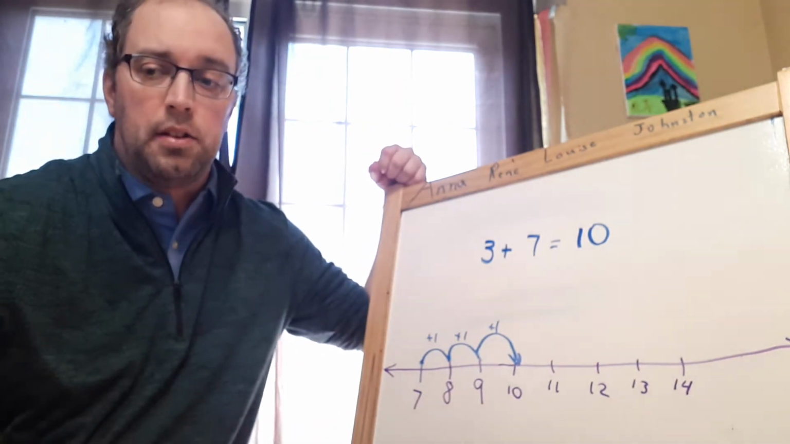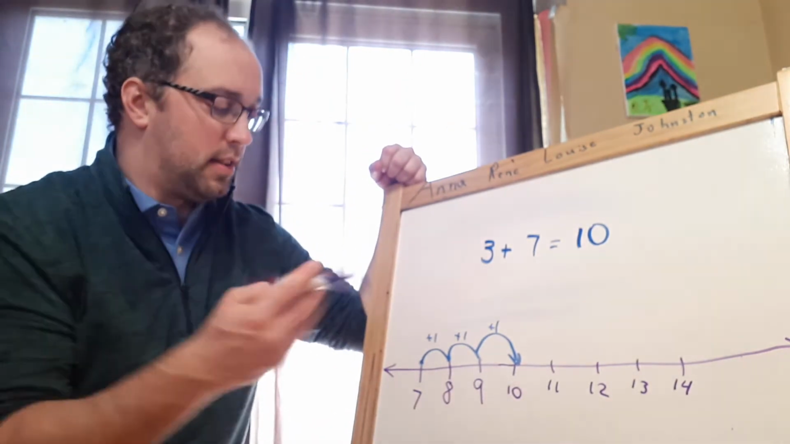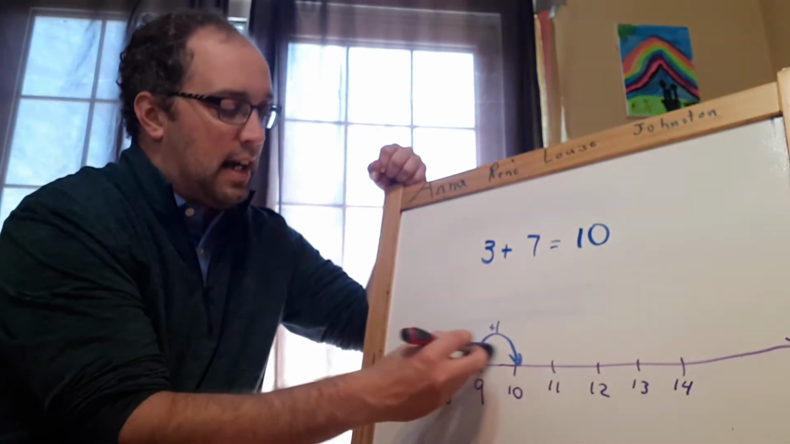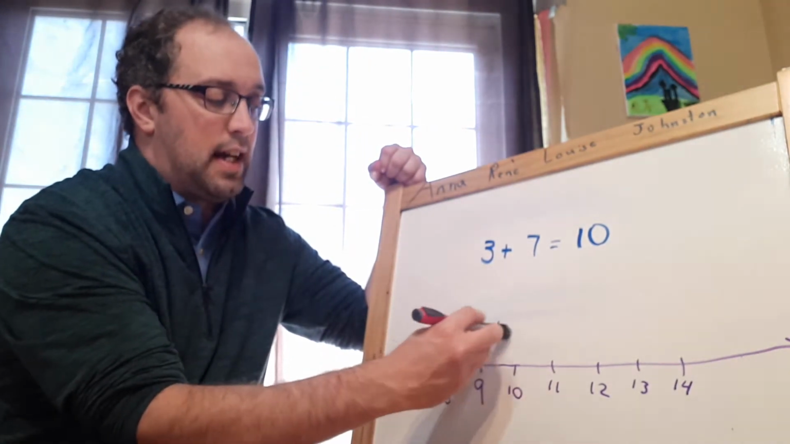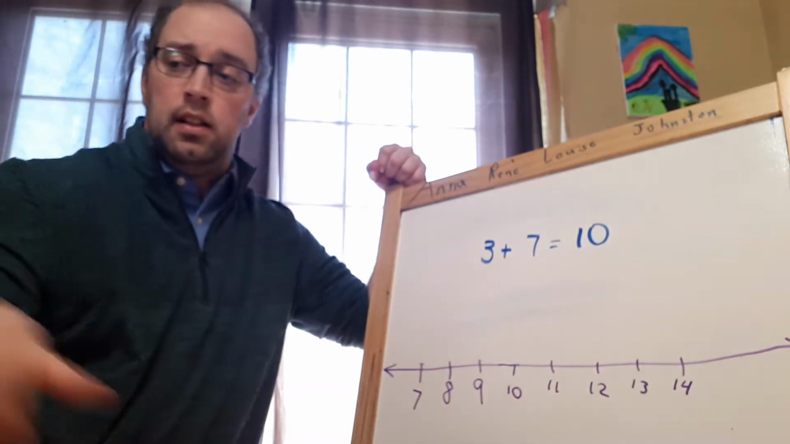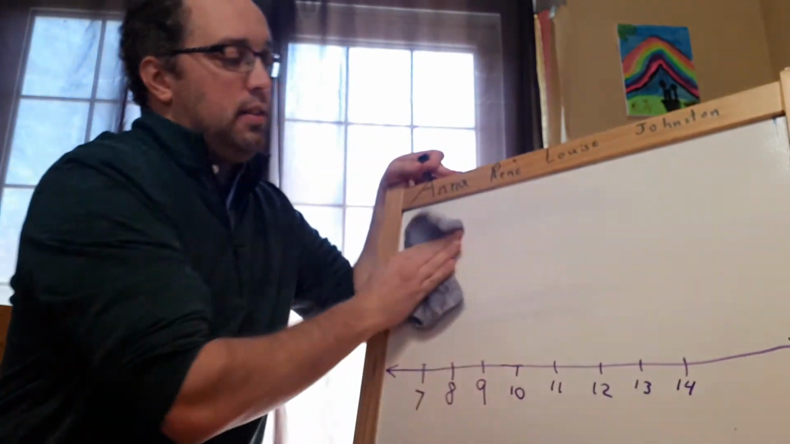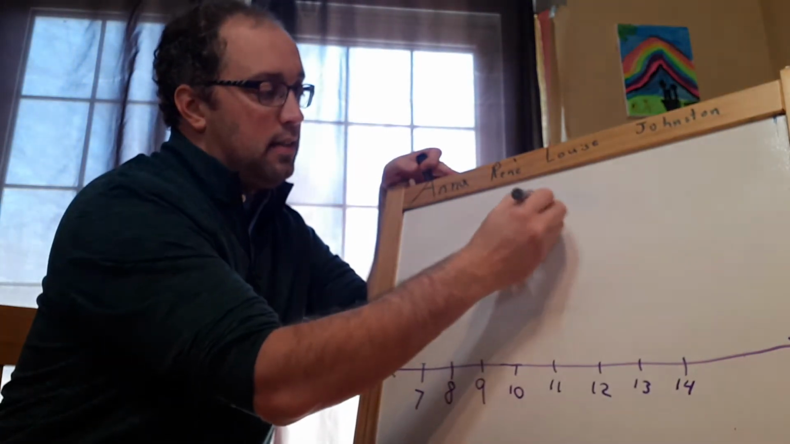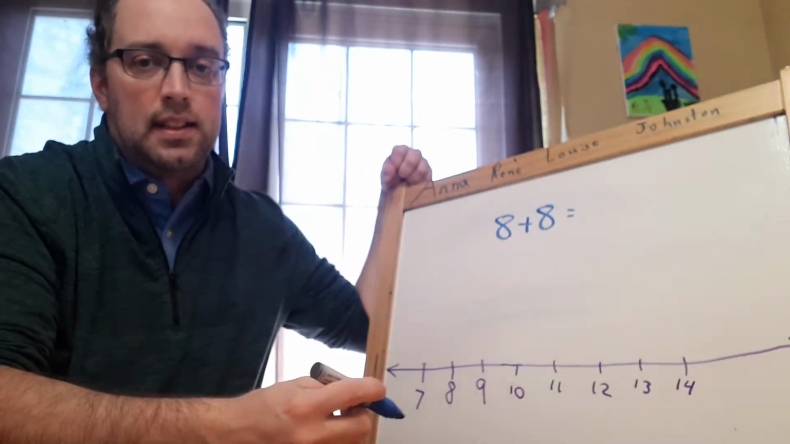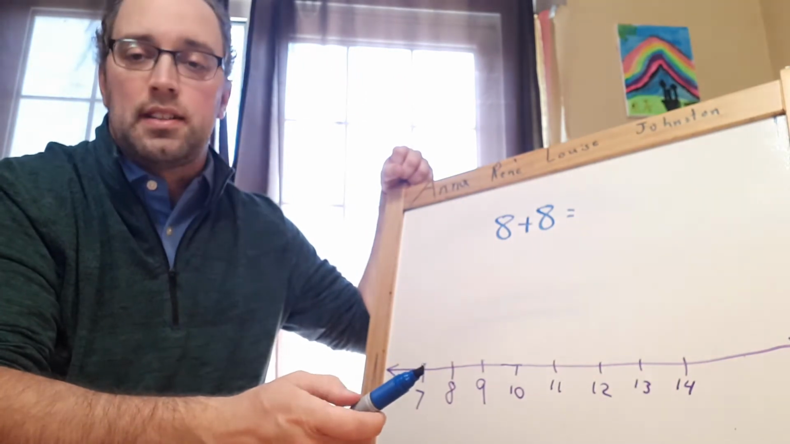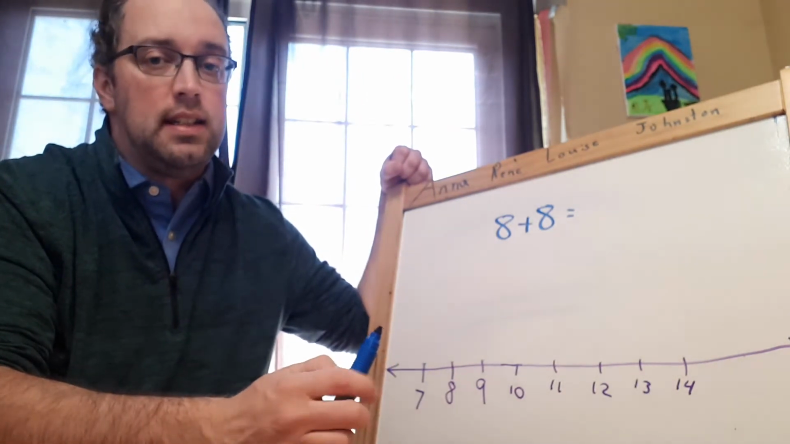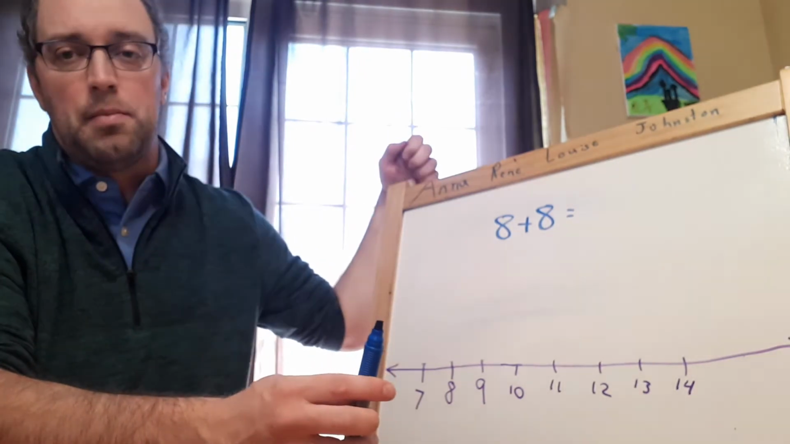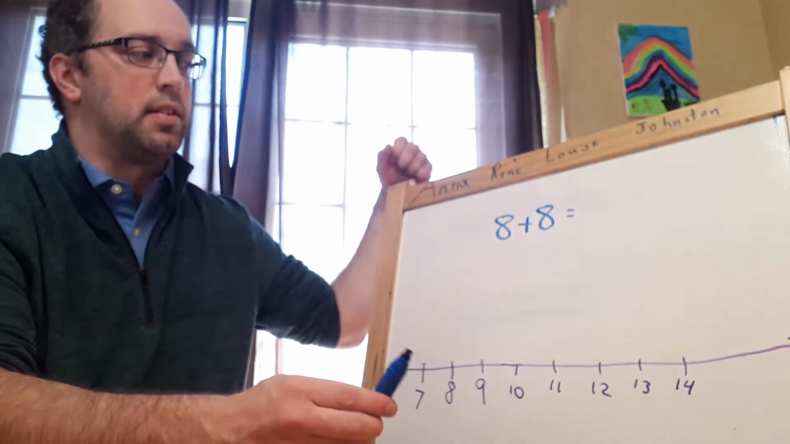So I'm going to now show you another question that you could use the count on strategy for. However, it's not efficient at all. So if I had a question such as 8 plus 8, I could definitely count on that, but it's going to take a long time and I'm going to need something to count on with. I couldn't do that in my head. I couldn't track that many numbers.